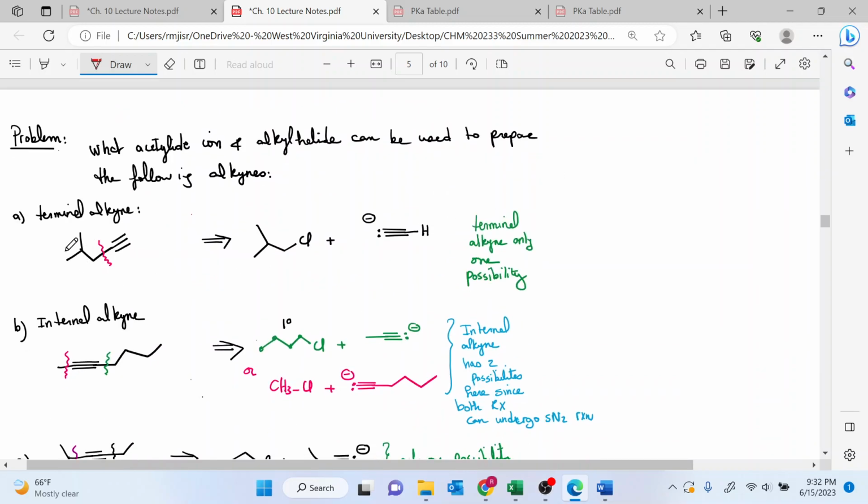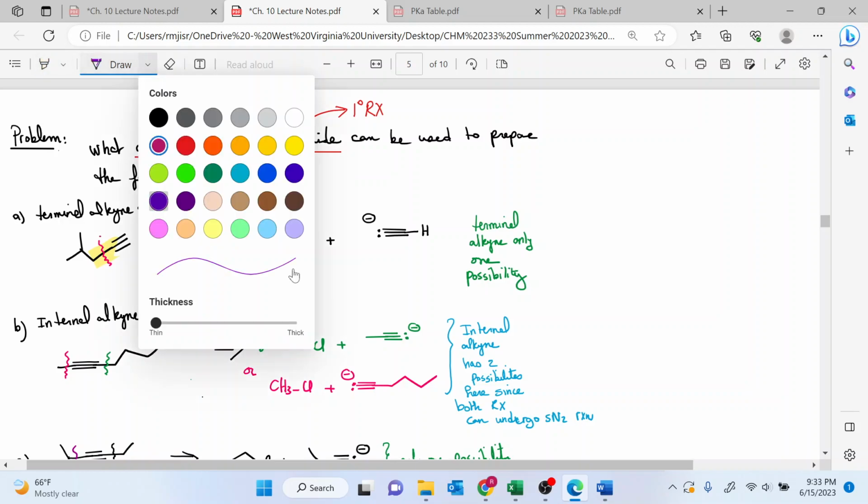So let's say, for example, now if I give you an alkyne and I ask you to go ahead and make that alkyne. So you are going to pick up the acetylide ion and you're going to pick up the alkyl halide that you can use. Make sure that the alkyl halide that you pick is a primary alkyl halide. So you're always going to start to break the bond that is connected to the triple bond, and then stick a halogen there.